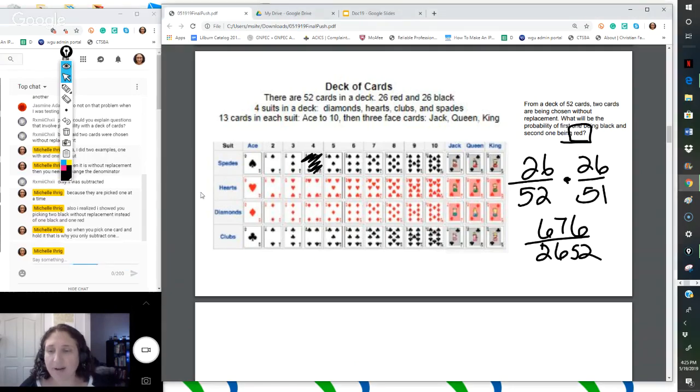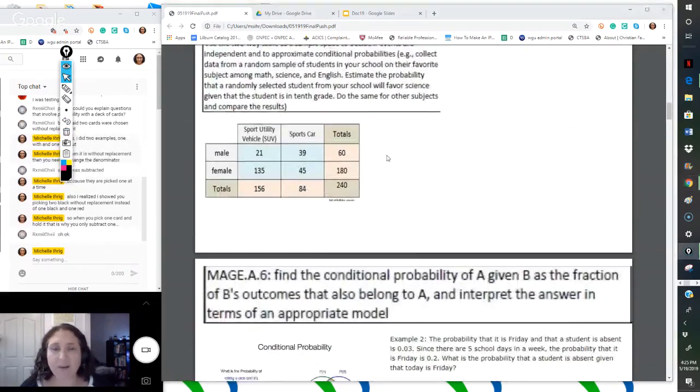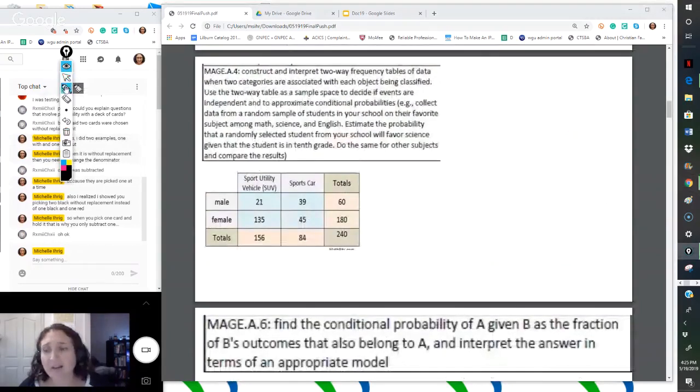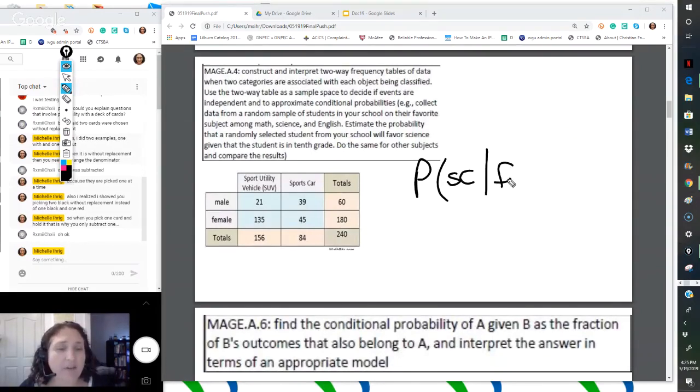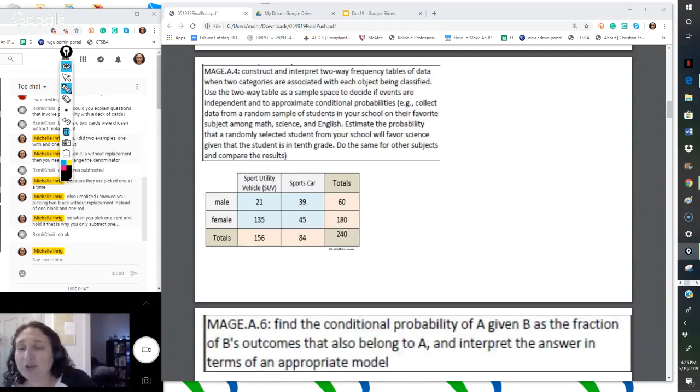Okay, now we're going to go back up. I am sorry, I completely zoned on that one. All right, let's go back to this one. So as I showed you, again, if they say, what's the probability a person drives a sports car given they're female, then what I'm going to do is, how many total people are female? 180. How many of those female drive sports cars? 45.